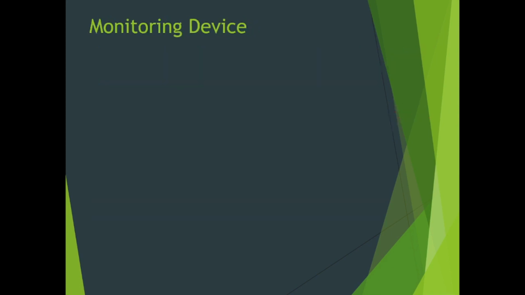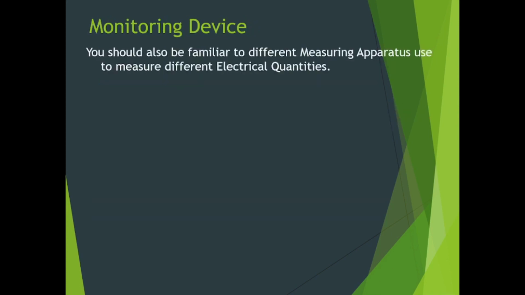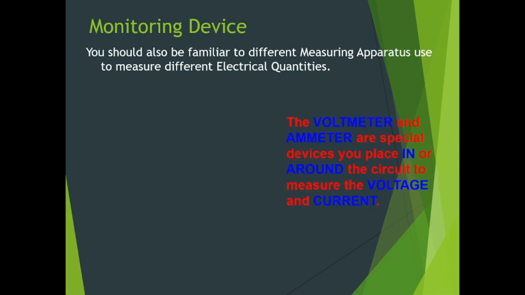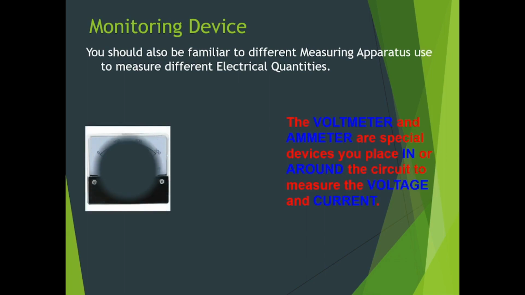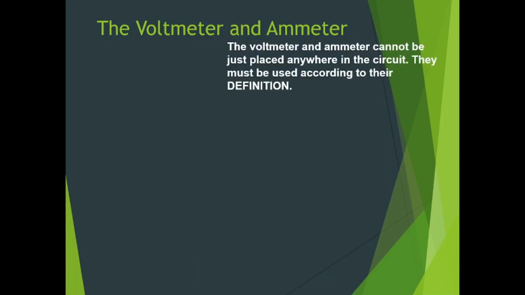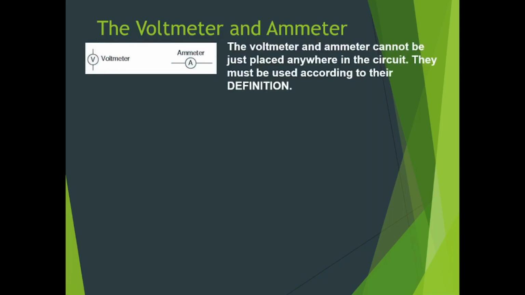You also need to familiarize yourself with the measuring apparatus or monitoring device used in circuit analysis. We introduce the voltmeter and ammeter. They are special devices you place in or around the circuit to measure the voltage and current. The voltmeter and ammeter cannot be just placed anywhere in the circuit. They must be used according to their definition.